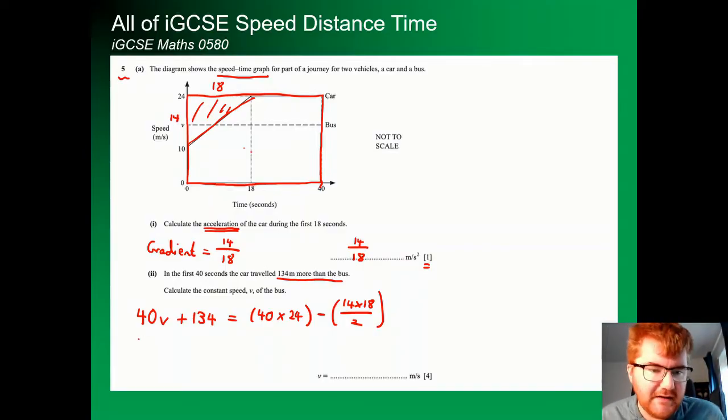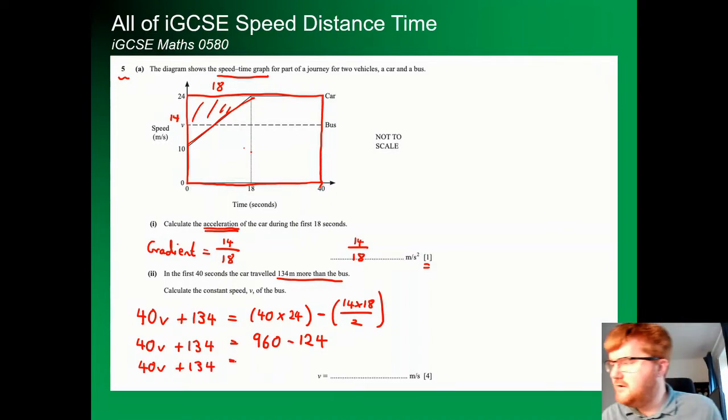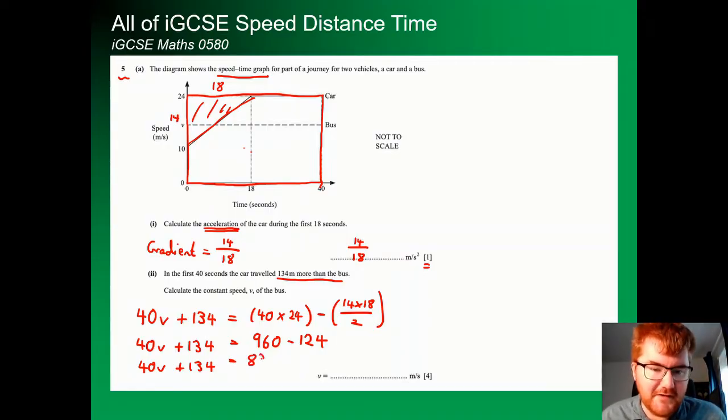Now, let's just tidy this up slightly. So we've got 40v plus 134. 40 times 24 is 960. And this here is equal to minus 124. And now we've just got an equation to solve for v. So if we work through our process here, first of all, let's tidy up the right-hand side. So 960 minus 124, 960 minus 124 is equal to 836.